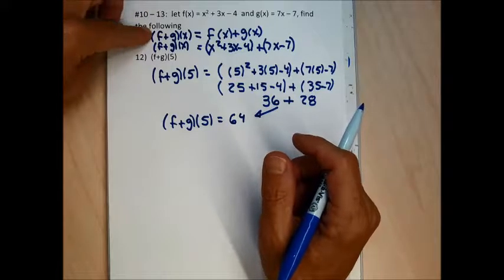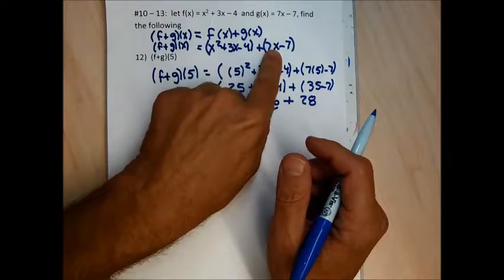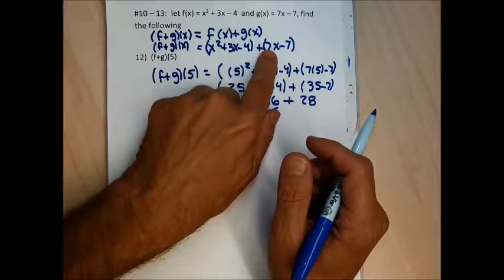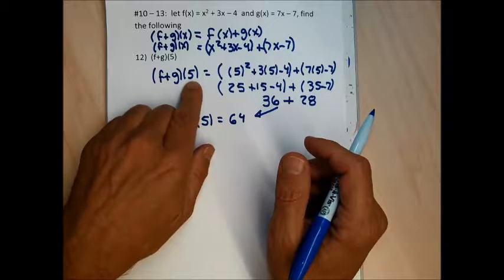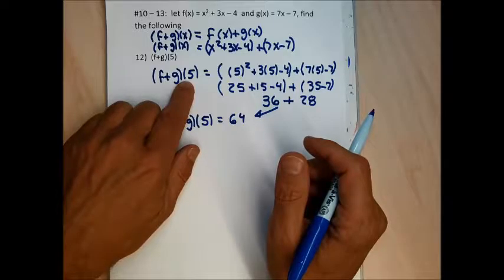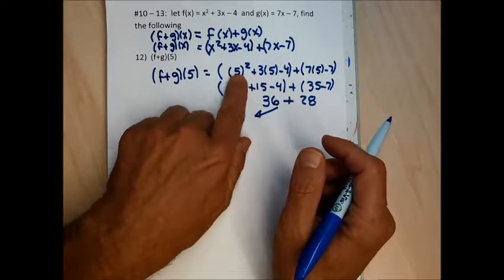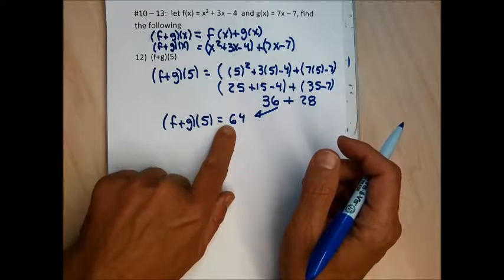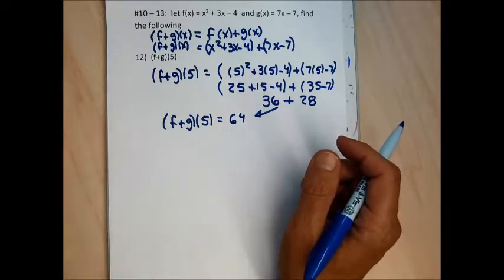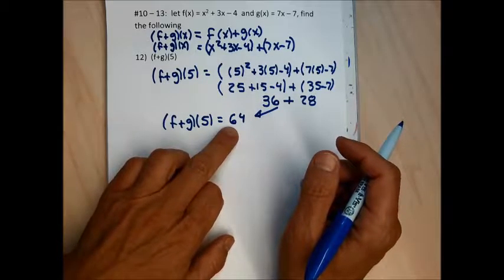So first I found f plus g of x, which was f of x plus g of x. I didn't even simplify it. I put the problem back into play, changed the x's to 5s, and did all this work on my calculator to get the 64. Then I followed it up doing it by hand. You're welcome just to do it on the calculator.